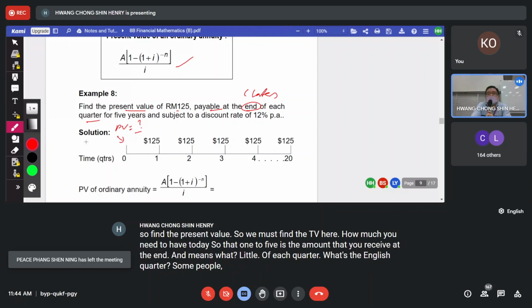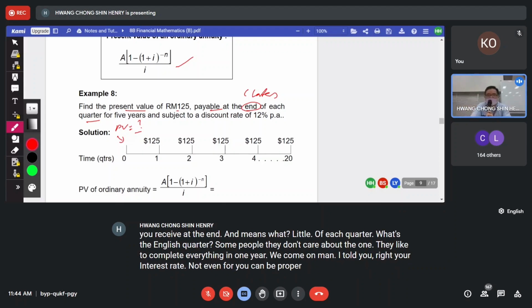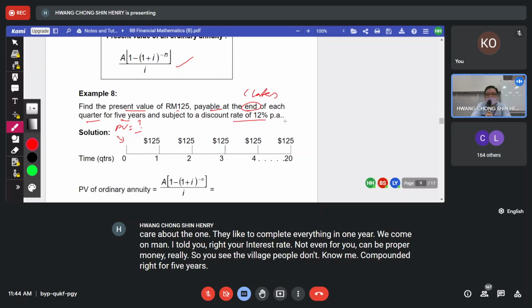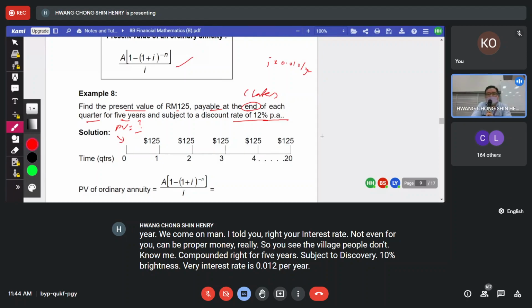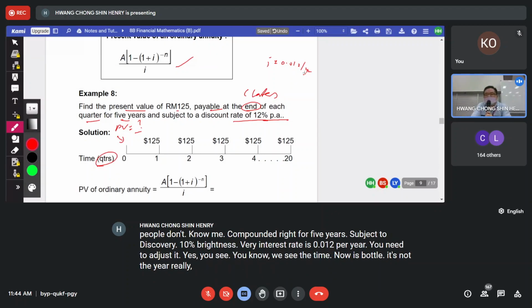Some people don't care about the word quarter. They like to calculate everything in 1 year. Come on, man. I told you, right? Your interest rate is not every time per year, it can be quarterly already. So if you see the words each quarter, don't ignore it. Pay attention, what does quarter mean? Compounded quarterly, right? For 5 years. Subject to discount 12% per annum. So your interest rate is 0.12 per year. You need to adjust it. Yes, you see now it's quarter. It's not per year already. This is per year, but your line chart is per quarter.